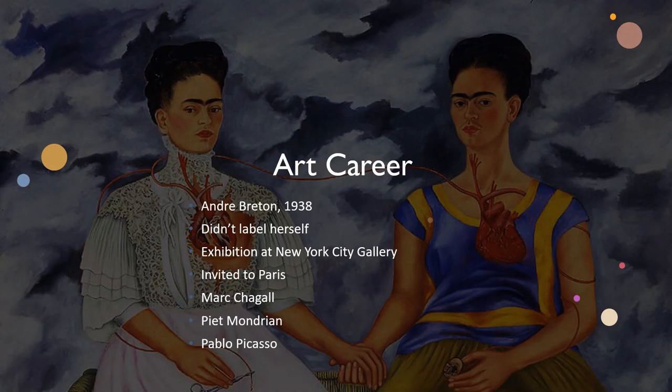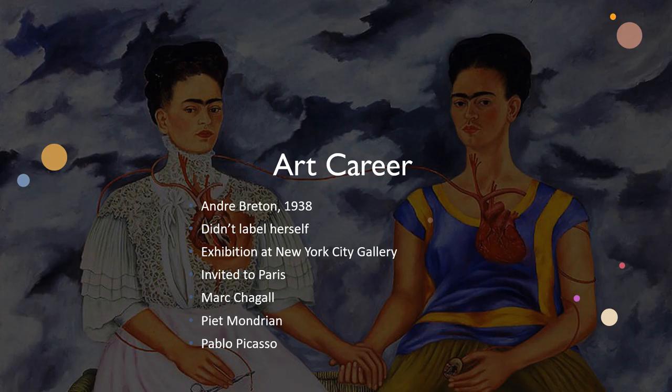After marrying and traveling with husband Diego Rivera in 1928, Frida met André Breton in 1938. André was one of the primary figures of the Surrealism movement. André told Frida that she had a surrealist style, but Frida really never labeled herself until André told her, saying she was just expressing herself the most she could.